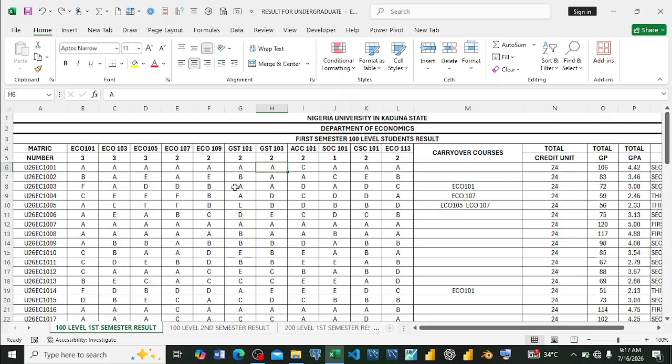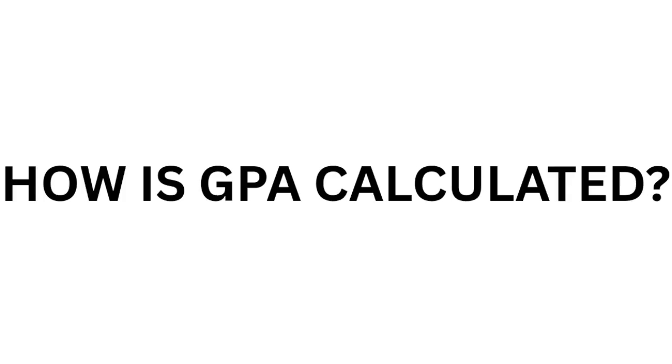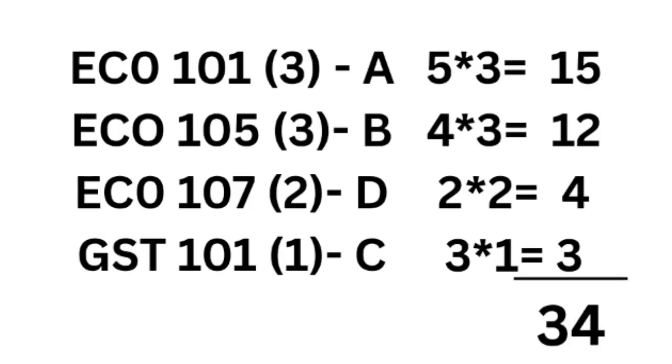Now that we've done the theoretical aspect, let's move to how to calculate GPA and CGPA. So take for example, we have a student offering just 4 courses: Eco 101, Eco 105, Eco 107, and GST 101. For Eco 101, his total credit unit is 3. Same with Eco 105, but for Eco 107, his credit unit is 2. And for GST 101, the credit unit is 1.